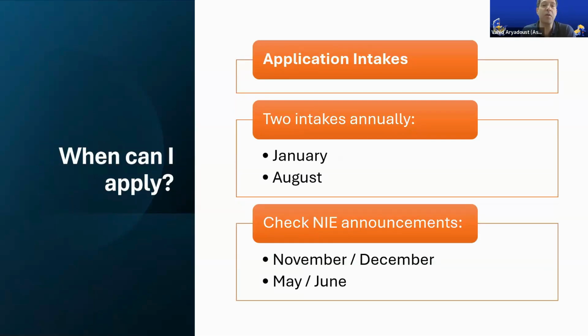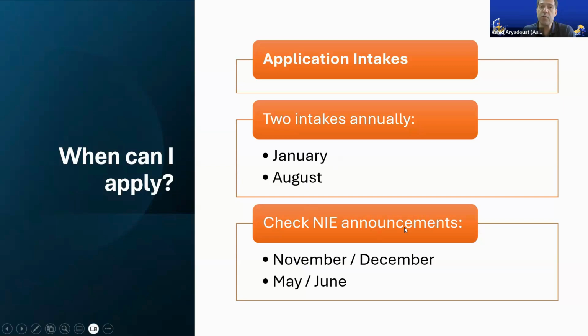The question is, when can I apply? Can you just apply right now? Can you apply another time? The good news is that we have two intakes annually, and one of them is in January, and the other one is August. Let's say you are interested to apply for our January intake. So you're supposed to submit your application by the end of November or December. To figure out whether it's November or December, because it sometimes changes.